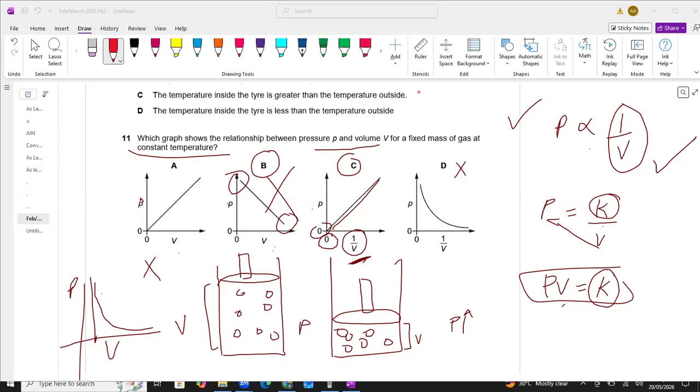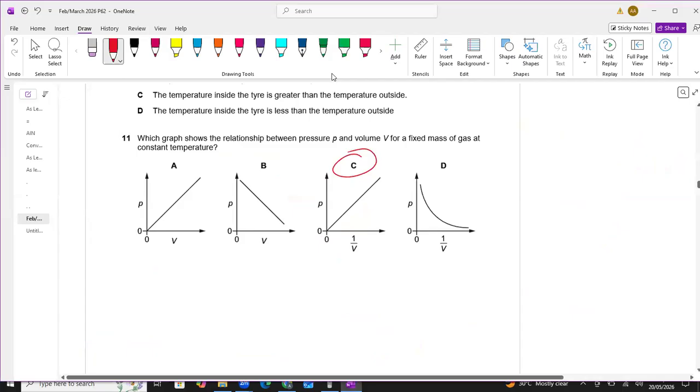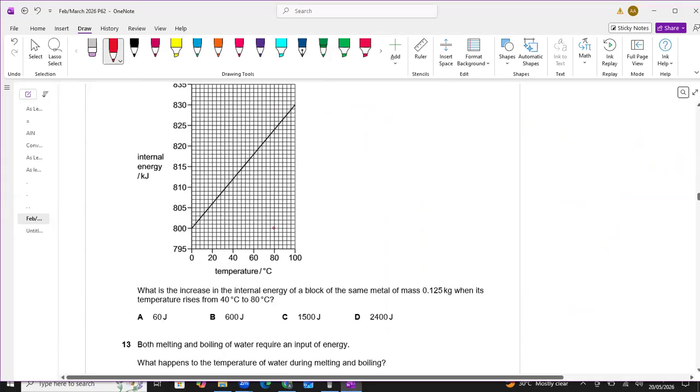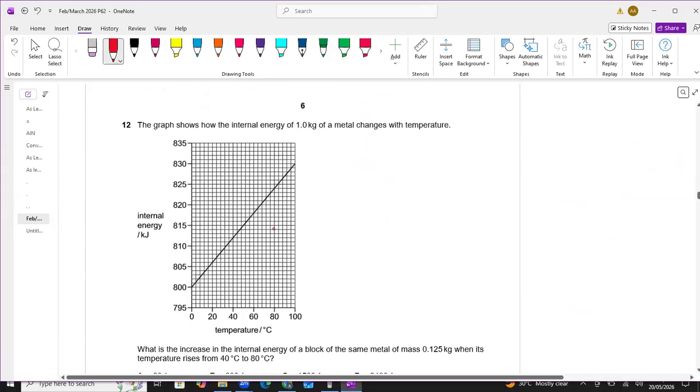Okay, so now student, which one is the correct answer? C is the right answer. All right, now I'm moving towards the next question, that is question number 12. This question is a little bit lengthy.